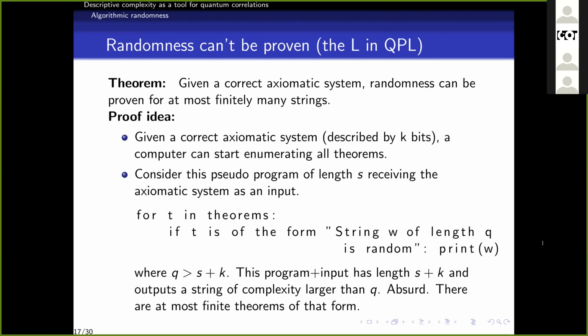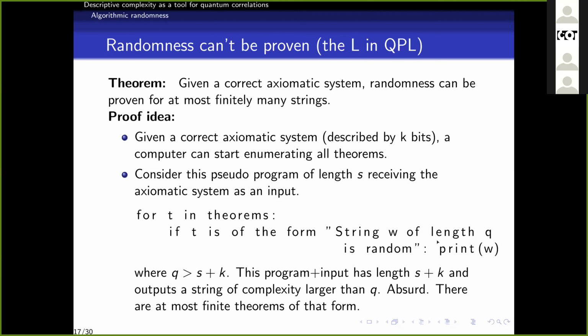So it's basically writing a string which has a complexity larger than the length of this program plus the input. So that string it's writing cannot be a random string because it's generated by a short program, shorter than the extensive description of the string. This is absurd because if the string was random, then the shortest description is the string itself. However, here we found a description, this program plus the axiomatic system, that was shorter than that. So this is absurd, and this comes from the fact that there are no theorems like this one for strings of length larger than the length of the program plus the description of the axiomatic system. So at most, we can prove randomness for a short string, shorter than this program and the length of the axiomatic system, but we cannot prove it for any string, okay?